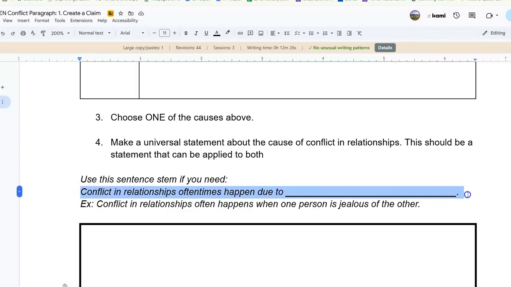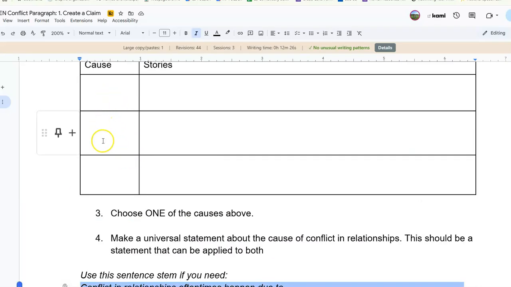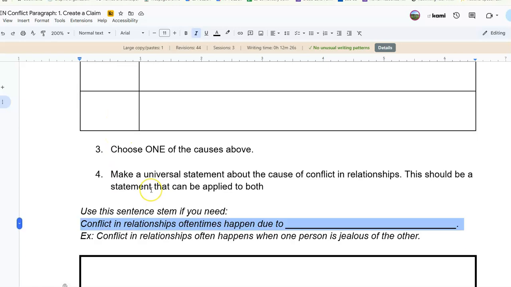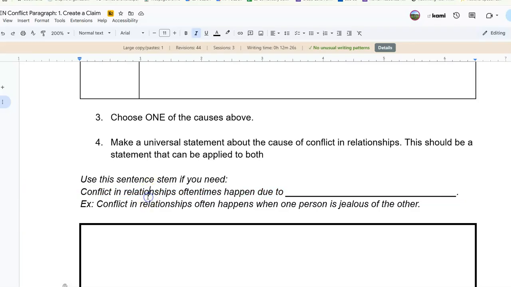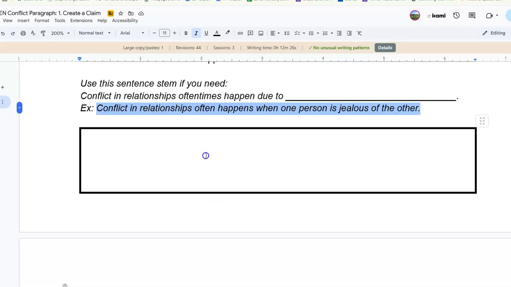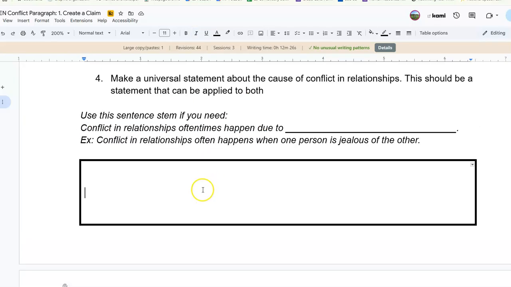I provided this sentence stem: Conflict in relationships oftentimes happen due to blank. That blank would be filled in by whatever cause you want to talk about. You are only doing one cause, not multiple. So you can have something that you've developed, and that's what you handwrite in this box here. Then you can move on to the chatbot.